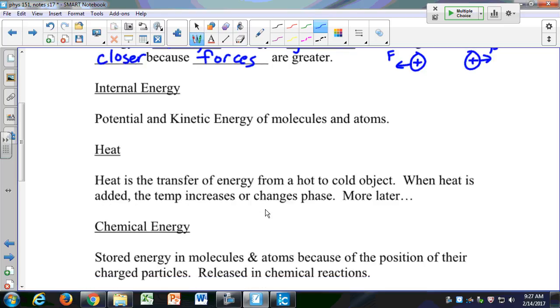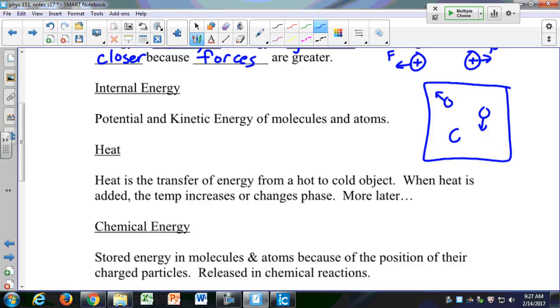Let's have internal energy. You might call this chemical energy, although we'll see chemical again. But if I imagine that I have a bunch of particles that are moving around in a container, these are vectors. Anyway, I have these gas particles in a container and they're moving around. Each of those particles has kinetic and potential energy. And so I can describe the internal energy of that system just based on the kinetic and potential energy.